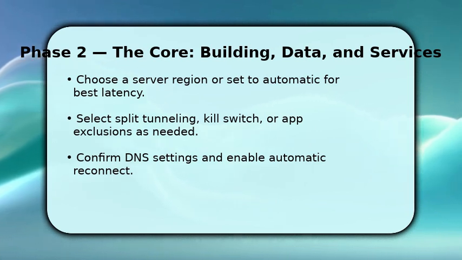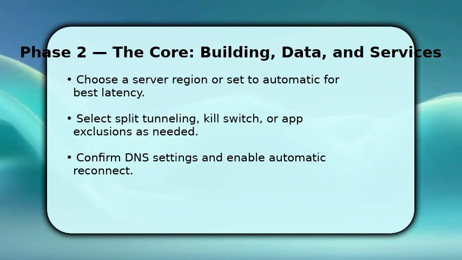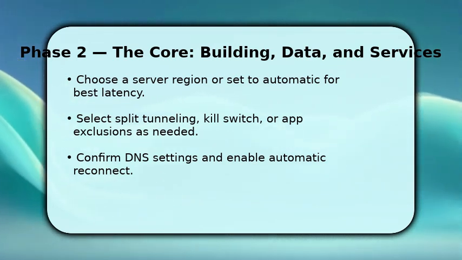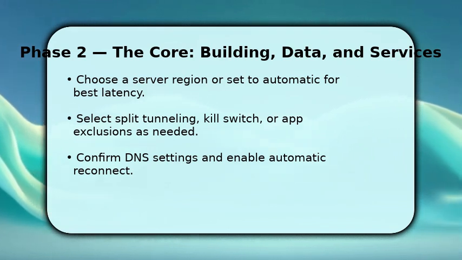Next, decide split tunneling and the kill switch. Split tunneling keeps trusted apps off the VPN. The kill switch prevents leaks if the VPN drops. Make sure DNS mode is set to automatic or to a secure provider. Finally, enable automatic reconnect so your connection restores without manual steps.